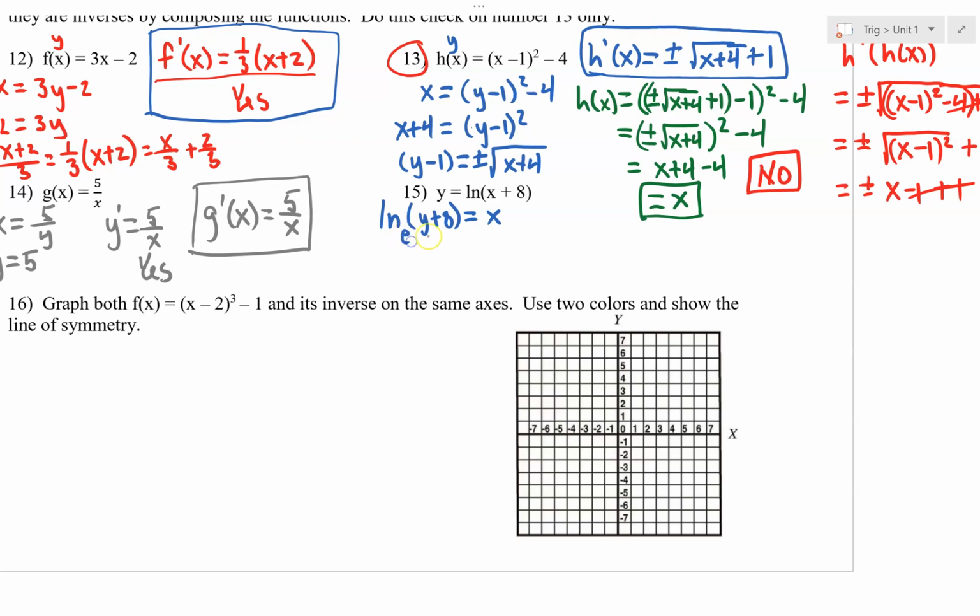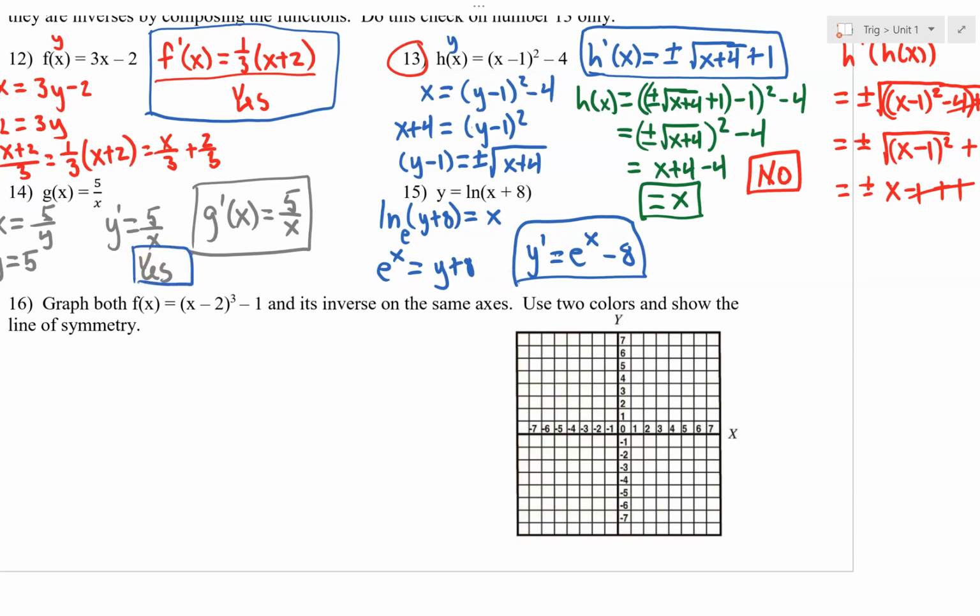This has an e as a base. So left to right, e to the x is equal to y plus 8. Subtract, and we're going to get the inverse of y is equal to e to the x, and then all of that minus 8. This becomes our function. Sorry, this said yes. I didn't square that.